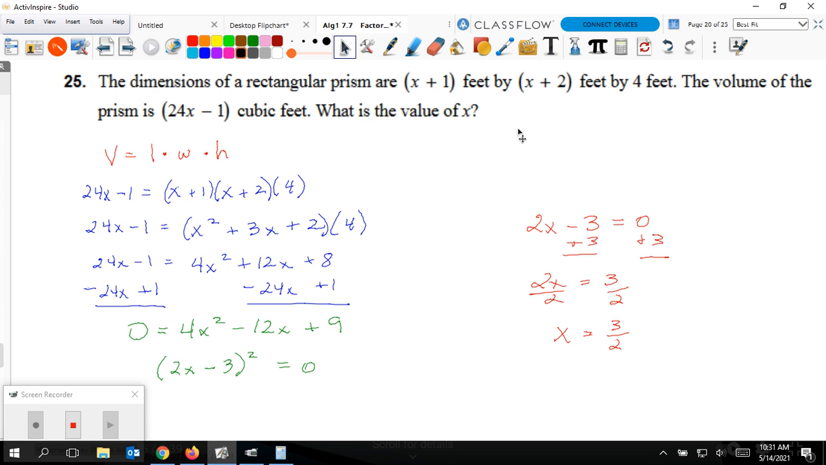All right, so that concludes our lesson here on the special products of factoring the special products of a difference of two squares and trinomial squares. You need to be able to recognize those when you see them.